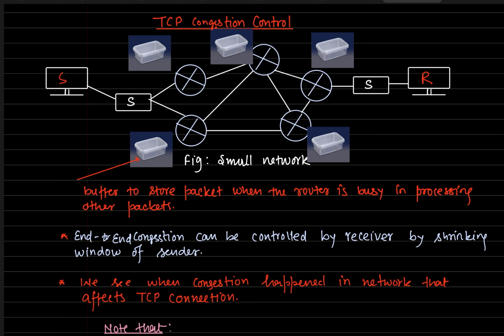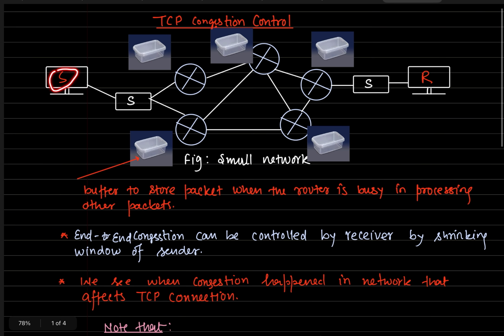Suppose we have a network, and on one side there is a sender, and on the other side we have a receiver. The sender is connected via a switch, and you can see the receiver is connected via a switch, and these are the routers. Look at that.